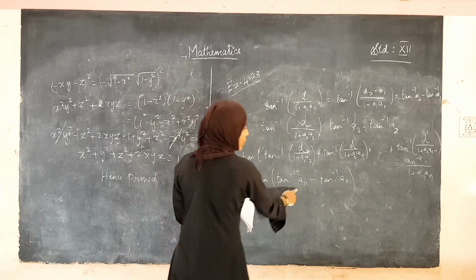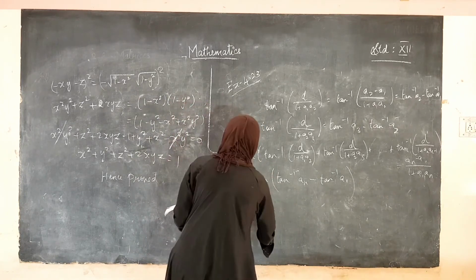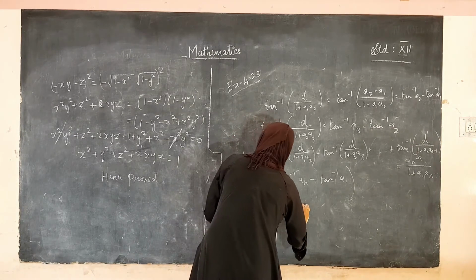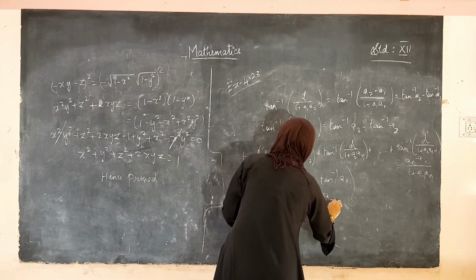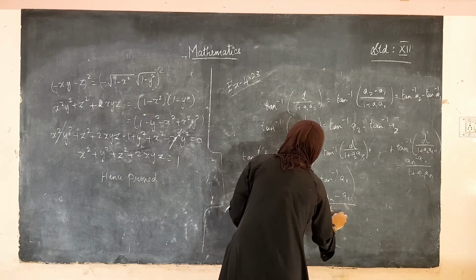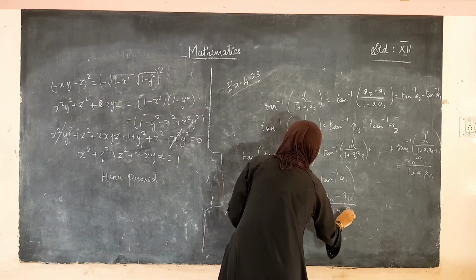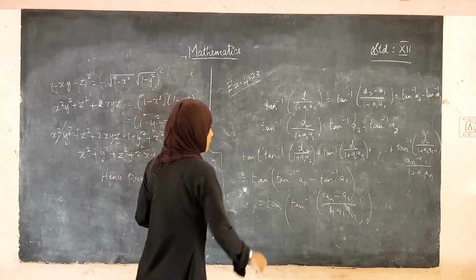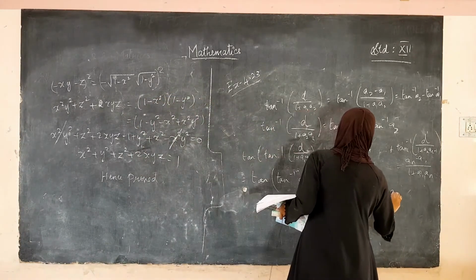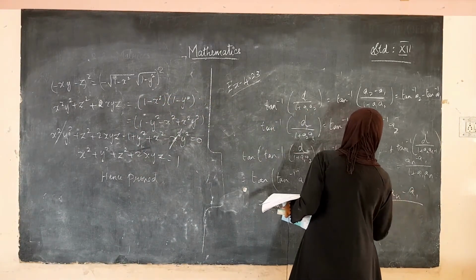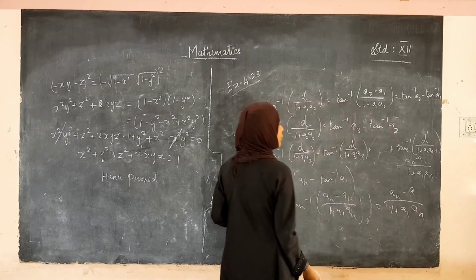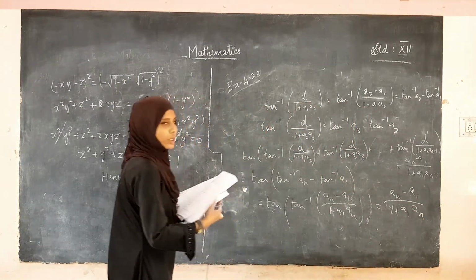So, here tan inverse of an minus tan inverse of a1 can be written using the formula as tan inverse of an minus a1 divided by 1 plus a1 into an. Since tan inverse of tan x is equal to x, we can write this as an minus a1 divided by 1 plus a1 into an. This is what we have to prove, right? Hence, we have proved this.